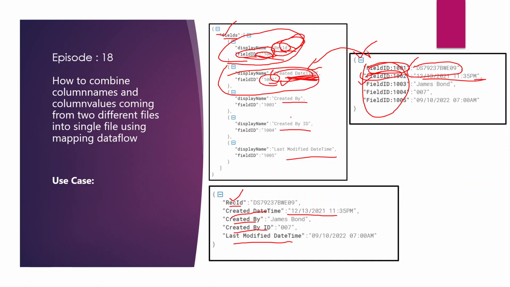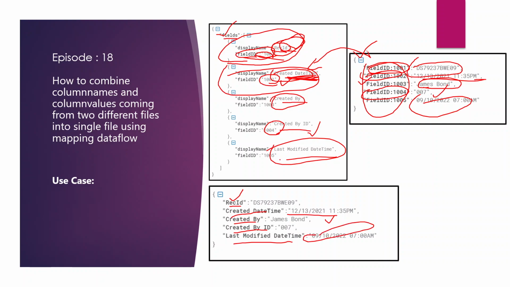Similarly, we should have created by as the column name, and James Bond should be the value for that. Created by ID should have 007 because it is getting joined on field ID 1004. Similarly, last modified date time should have this value as the output, as it is getting joined based on the field ID. So how do we achieve this? Using mapping data flow. So let's see.